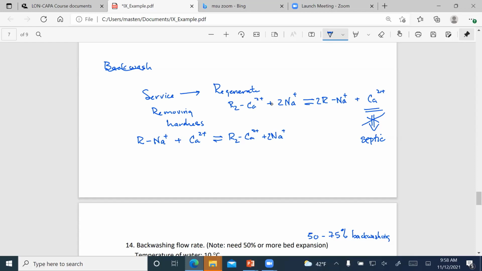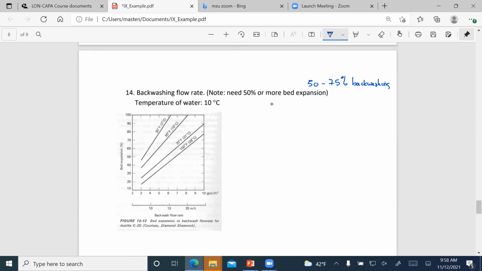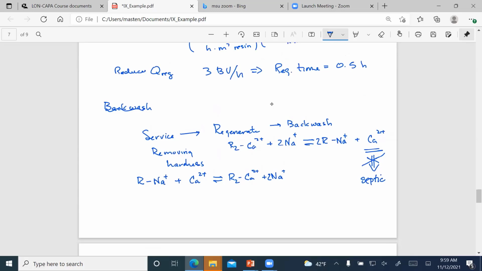So after we regenerate, we're now going to backwash. During backwashing, what did we do in filtration when we backwashed? We run backwash water to the waste line. So we fluidize the bed, right? We're trying to remove particulates. We do the exact same thing in an ion exchange system. So we're now running upflow, and we're looking at removing any particulates that were captured in the system.